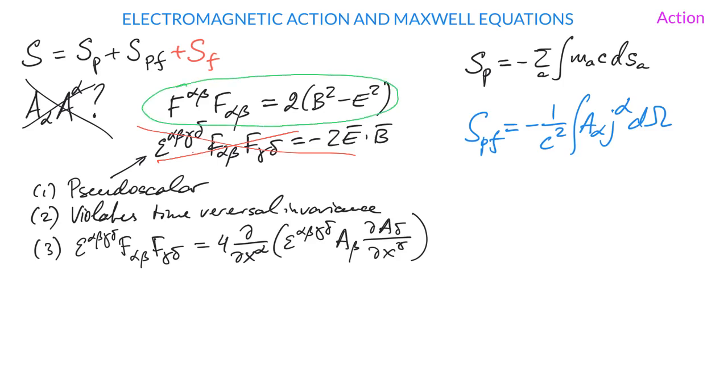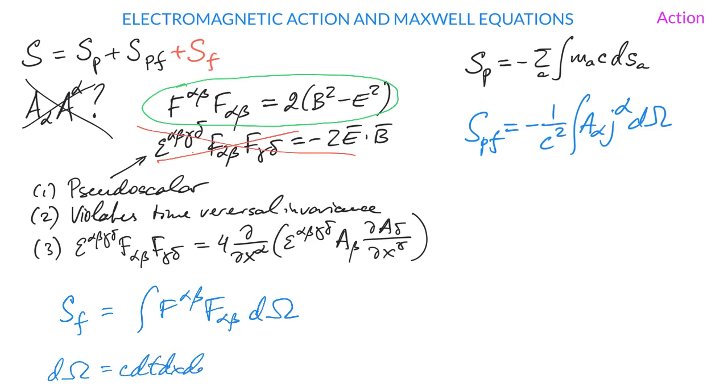So it should enter through a volume integral, a four-dimensional volume integral. So S sub f should look like the integral of f alpha beta over d omega. That's the volume integral in four-dimensional spacetime. Just a reminder, that's c dt, dx, dy, dz. It's a Lorentz scalar because the determinant of the Lorentz matrices is 1, so it's invariant under Lorentz transformations.